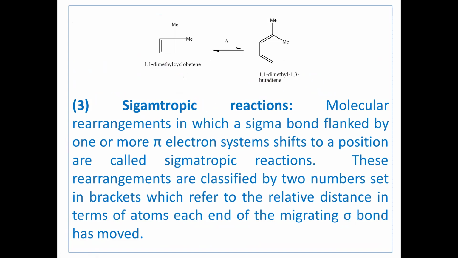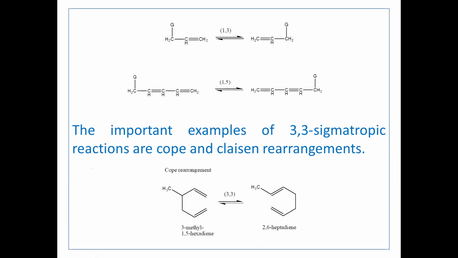So the third type of pericyclic reactions are sigmatropic reactions. It is a reaction in which a sigma bond flanked by one or more pi electron systems shifts to a new position, and is called a sigmatropic reaction. These reactions are classified by putting two numbers in brackets. These numbers refer to the relative distance in terms of atoms each end of the migrating sigma bond has moved. So for example, here G is the migrating group.